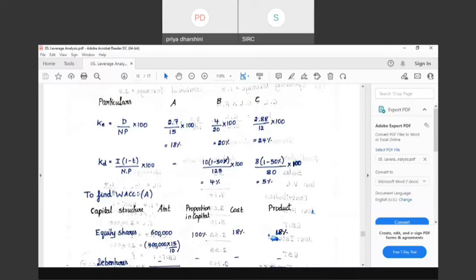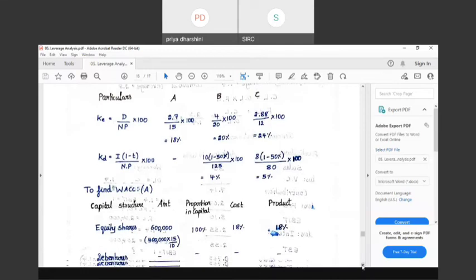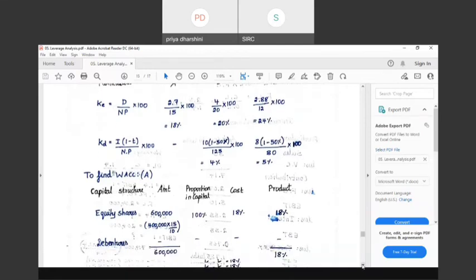Having found the cost of equity and cost of debt, I have to find the weighted average cost of capital. Study Note 9, exercise sum number 4.